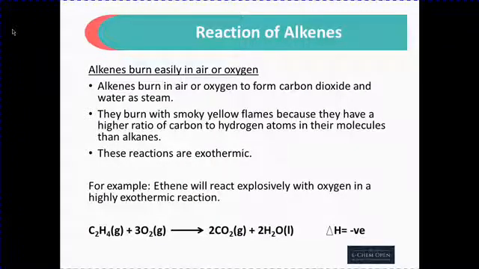Reactions of alkenes. Alkenes burn easily in air or oxygen. Alkenes burn in air or oxygen to form carbon dioxide and water as steam. They burn with smoky yellow flames because they have a higher ratio of carbon to hydrogen atoms in their molecules than alkanes. These reactions are exothermic. For example, ethene will react explosively with oxygen in a highly exothermic reaction. Ethene plus 3 molecules of oxygen will give you 2 carbon dioxide molecules and 2 water molecules.